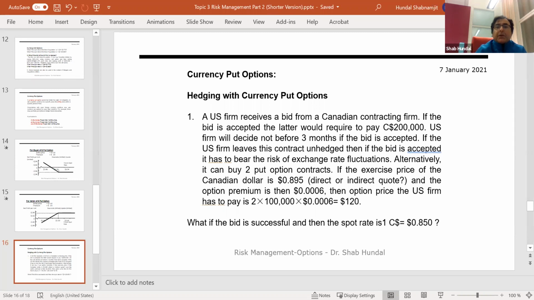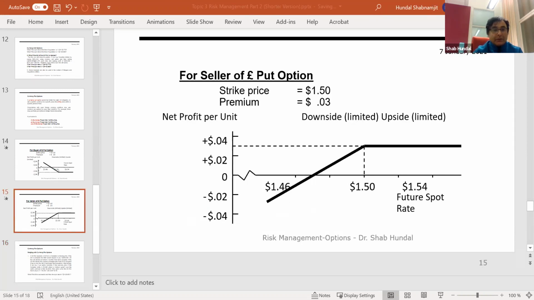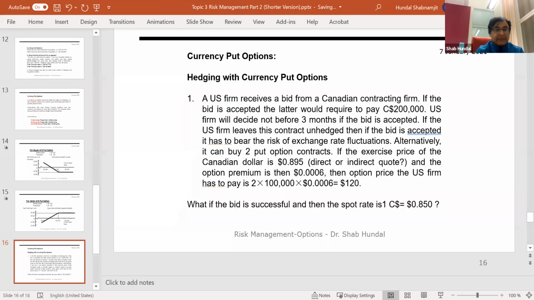You're buying two put option contracts, which means that you have this. What I'm doing, I missed out the cursor, and it's crazy. Two contracts.